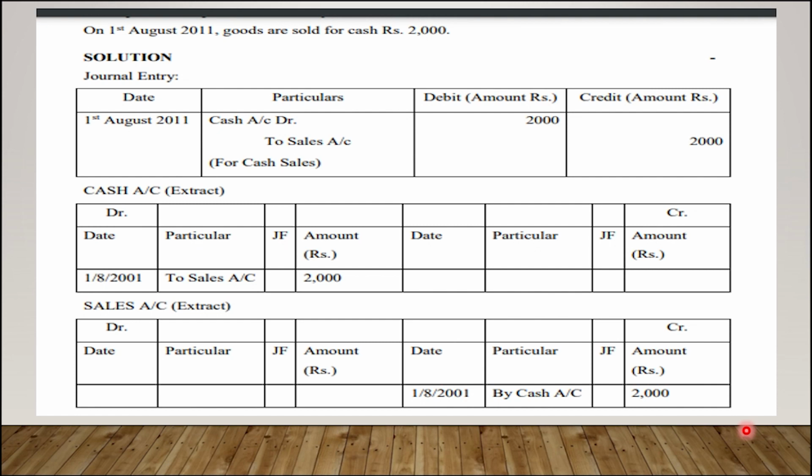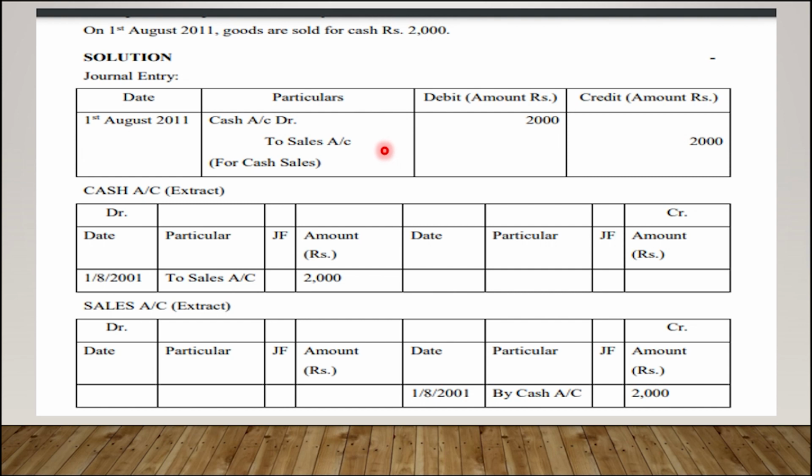So this is my real transaction and the real ledger account. How is it used? Earlier we just talked about how amounts have to be carried. Now here we'll talk about how the account name has to be entered. So we look at the transaction first. On 1st August, goods are sold for cash rupees 2000. First we have to make a journal entry: cash account debit to sales account. Cash account is debited by rupees 2000, sales amount is credited by rupees 2000.